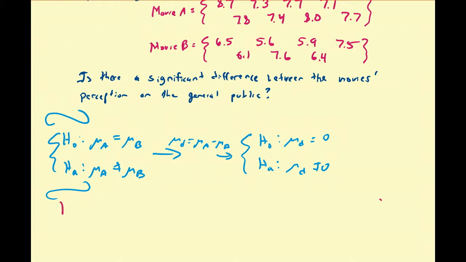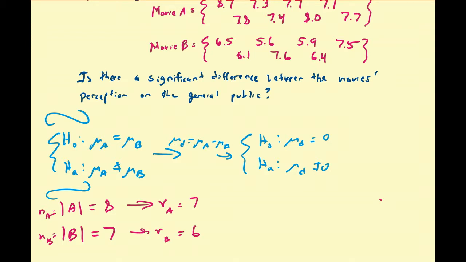So we can calculate, for example, the number of people we surveyed in A. From here we have 2, 4, 6, and 8, so we have 8 people there. And in B we surveyed 7 people. So these sizes are going to be nA and nB. That means the degrees of freedom for A is going to be equal to 7, and the degrees of freedom for B is going to be equal to 6. Then we can calculate the sample means for each of them, X bar A and X bar B. If you calculate the average of each of these, you're going to get 7.71 and 6.514.